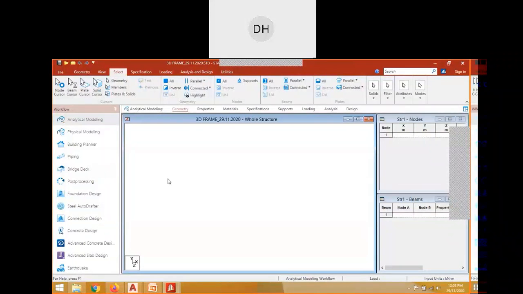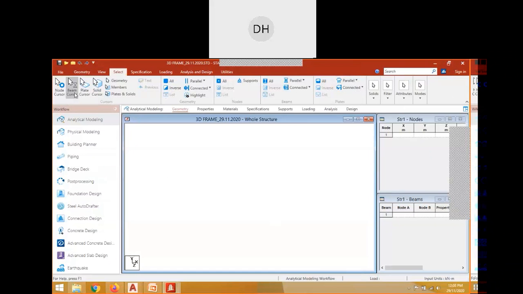Then there are select options. Here you have different selection options. If you want to select nodes, then only the node cursor will be used. Remember, once you click on this node cursor, only nodes get selected. Even if you draw an entire window with the help of the node cursor, only nodes get selected. Other parts are not selected. Then there is a beam type cursor, plate type cursor, solid type cursor.